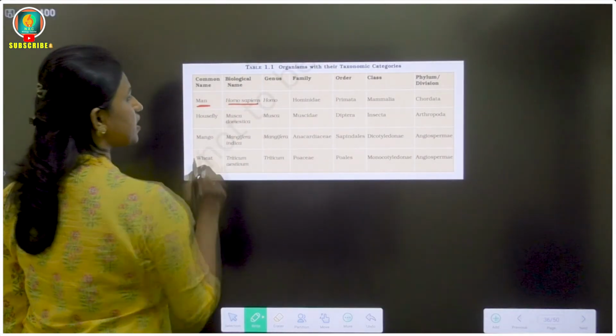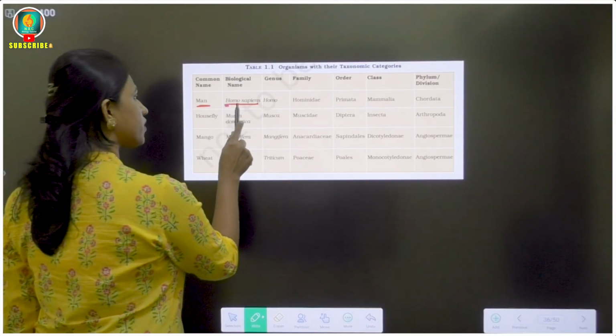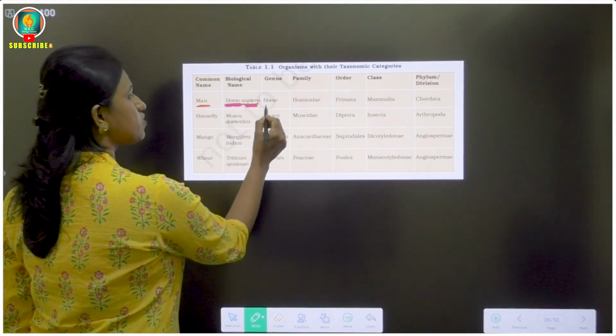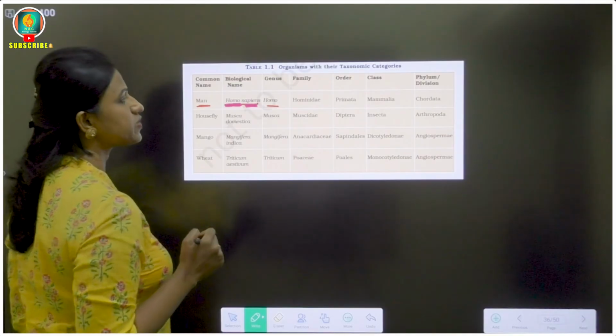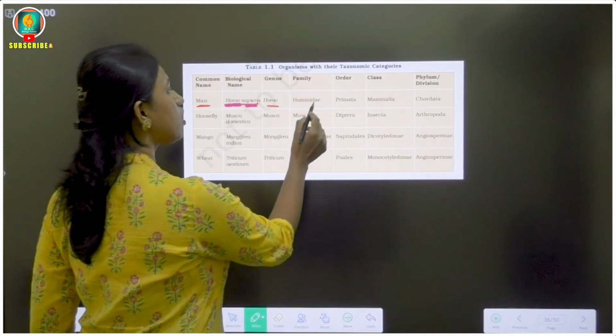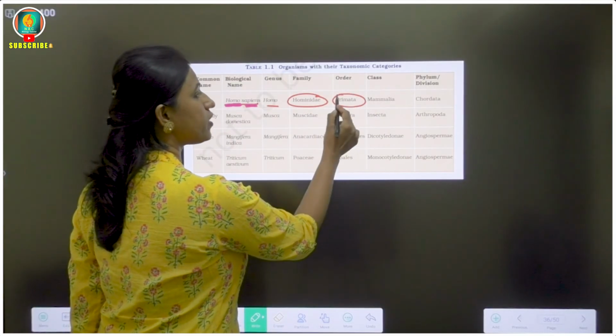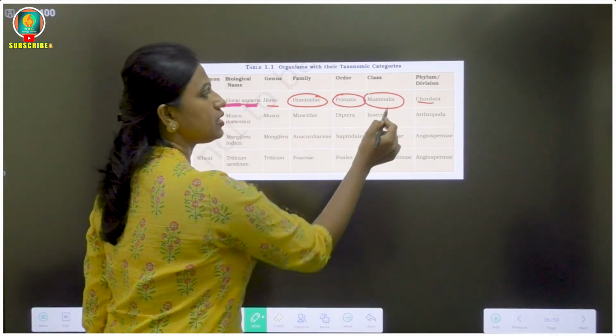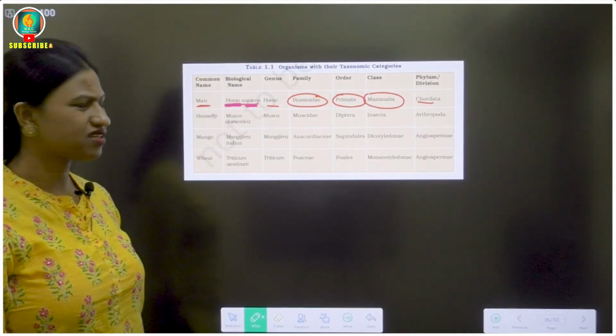Man, biological name we know, Homo sapien. I have to underline it separately. So that means Homo is the genus and sapien is the species. He belongs to the family called Hominidae. Therefore, the order Primata and class Mammalia, he belongs to Chordata. Okay, easily we can learn.